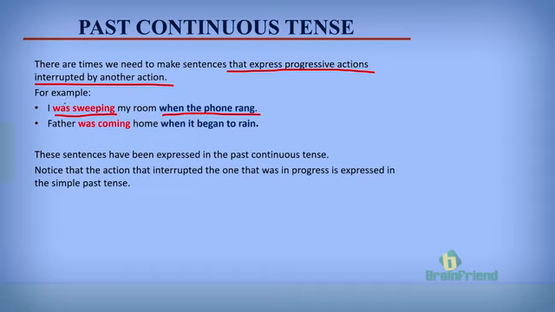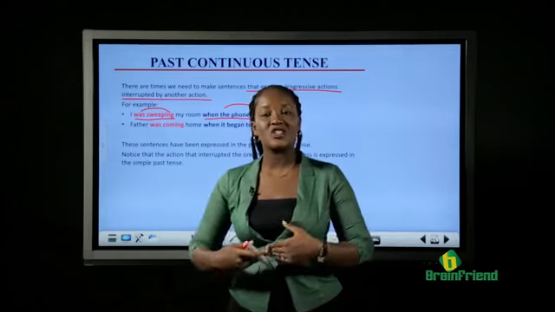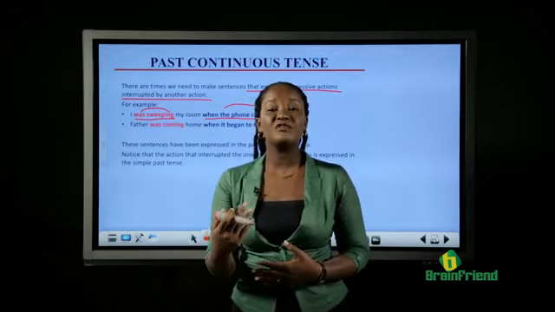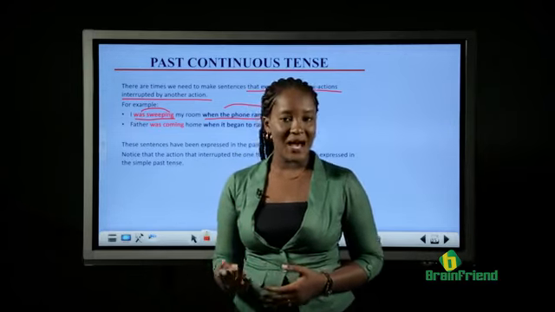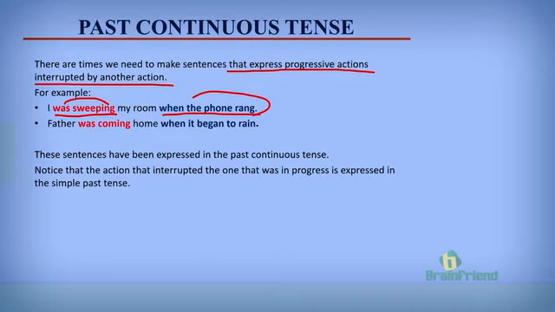This action of sweeping my room happened, and while it was happening, it was interrupted by the ringing of the phone. Now, note that for past continuous tense, we are simply expressing actions that were going on for some time in the past. And they usually end in ing. I was sweeping my room when the phone rang.